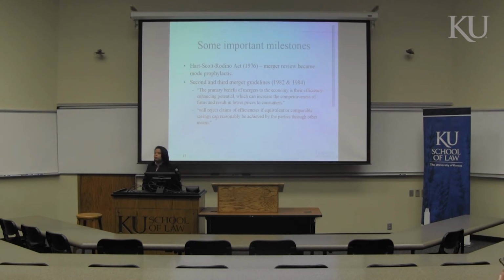Some important milestones that happened since then. We have the Hart-Scott-Rodino Act in 1976, which made merger review a lot more prophylactic. So if two parties would like to merge, they have to let the antitrust agencies know beforehand if they are above a certain threshold of the value of the deal itself.